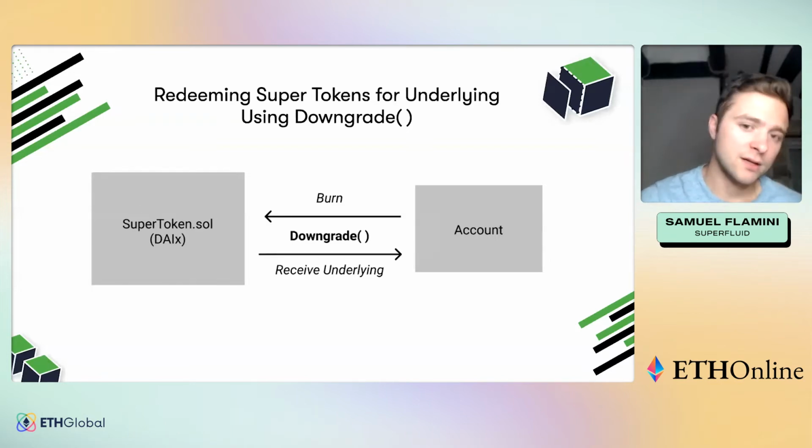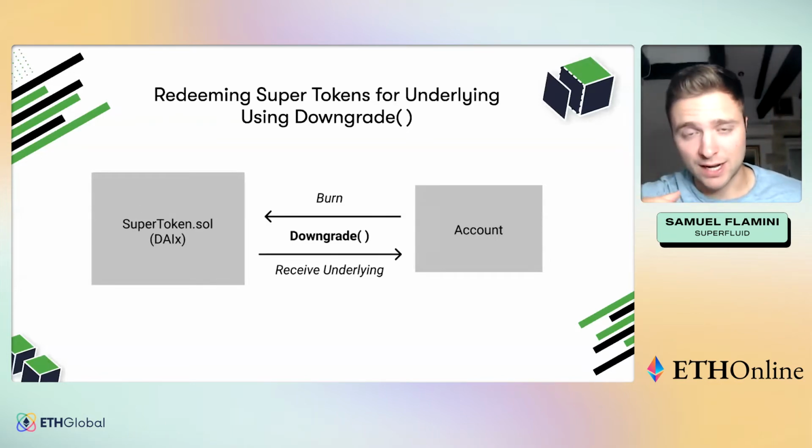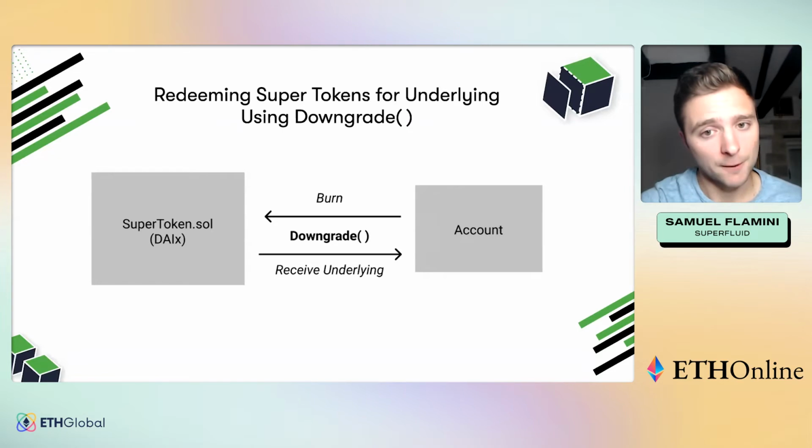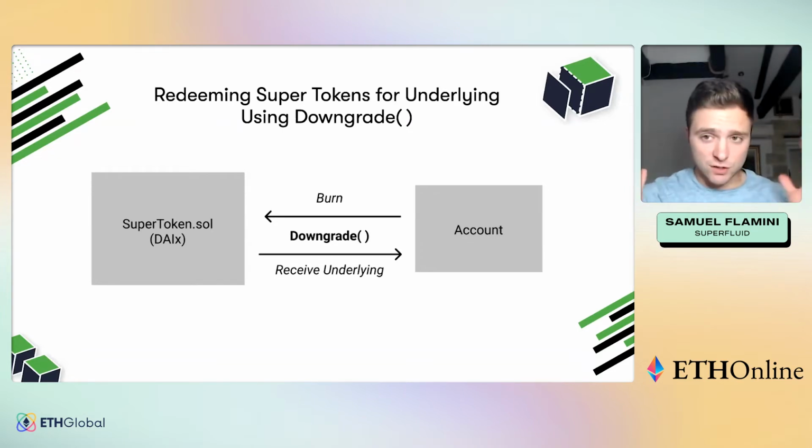So if I call downgrade, what that's going to do is burn the super token asset and just give me back my underlying. Okay, that's super tokens.